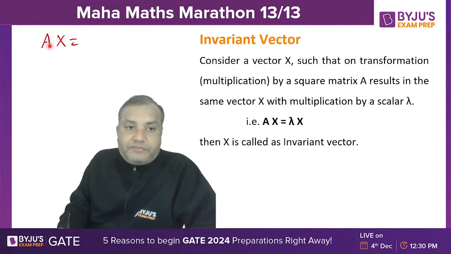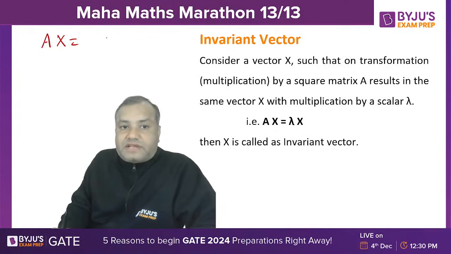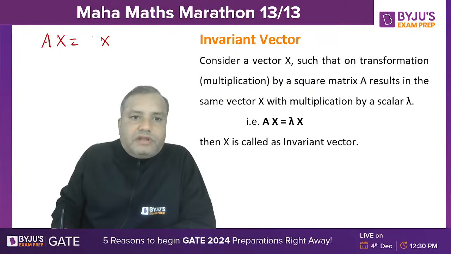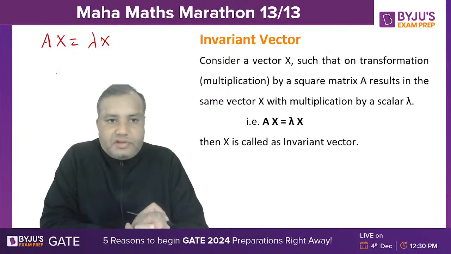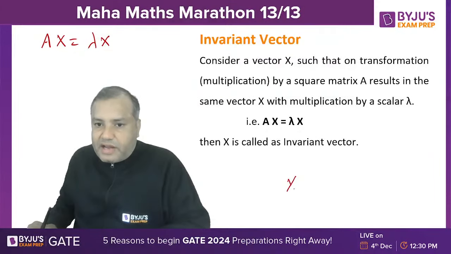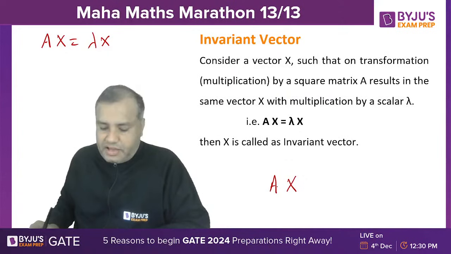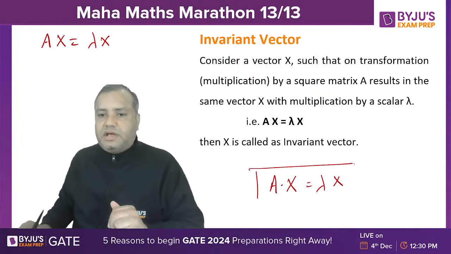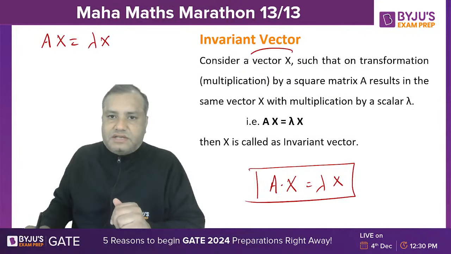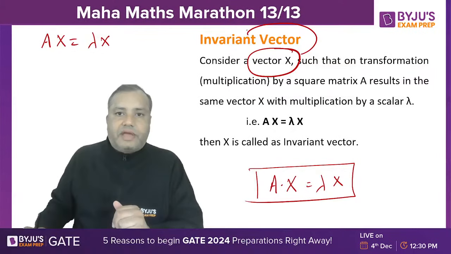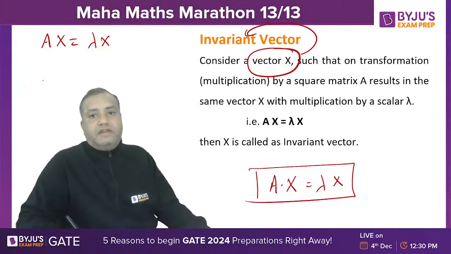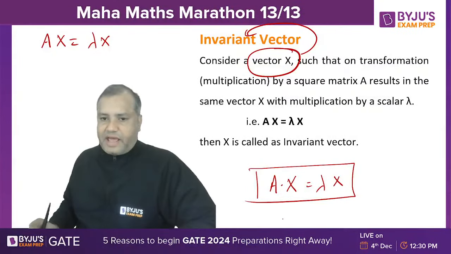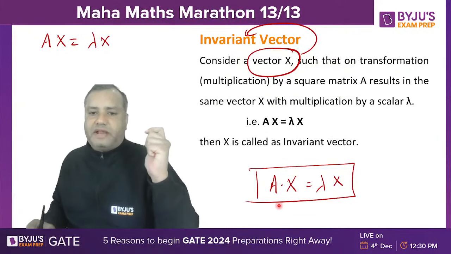X is multiplied by A. You are getting the same vector x on the right hand side, but with a slight change. What is that slight change? This x will be scaled by some scalar lambda. So if you have a vector x which is multiplied by a square matrix A, and you are getting the same vector on the right hand side with some scalar multiplication, then such a vector x is called an invariant vector. Yes sir. So Ax equal to lambda x is the definition statement for an invariant vector.